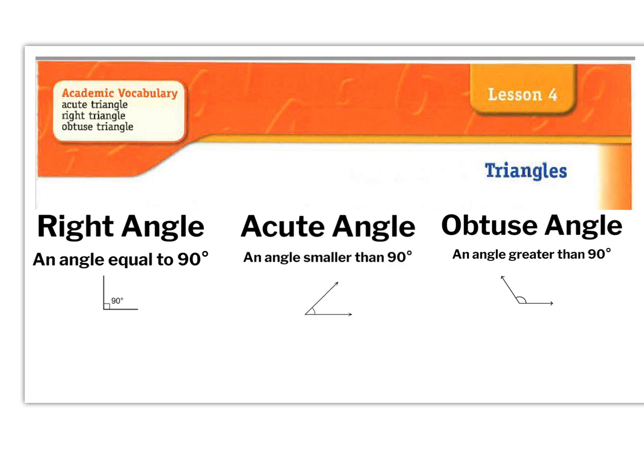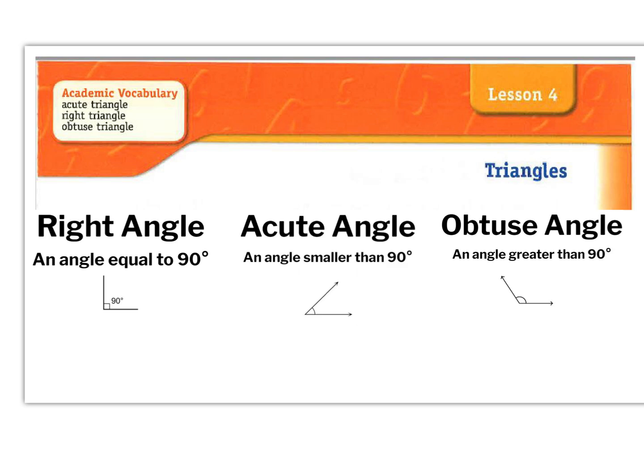The next one is obtuse angle, and an obtuse angle is an angle greater than 90 degrees. So again, you can see that that is greater than 90. You can even just sketch a little 90-degree angle like that, and you can see that it is greater than 90. So that's an obtuse angle.